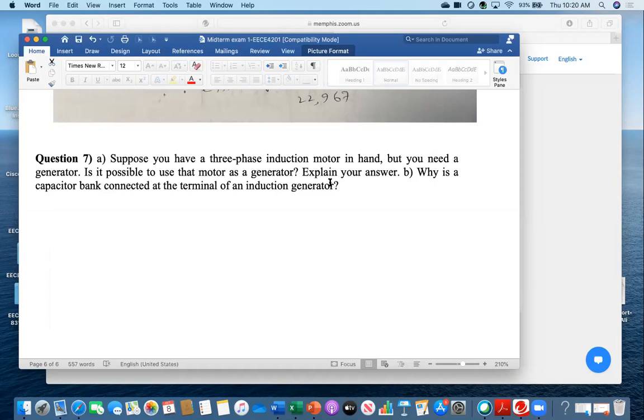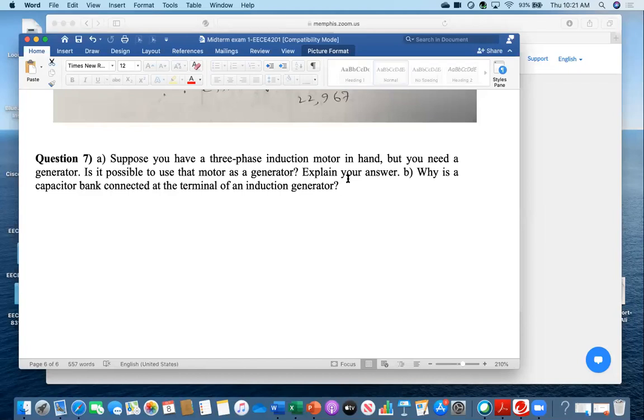And then to explain your answer, say that to run as a generator, the slip should be negative, and that is possible by increasing the speed of the rotor. The speed of the rotor should go beyond the synchronous speed. This means you might need to connect an external auxiliary prime mover, some other motor, like some wind generator or something that will make your rotor speed higher than the synchronous speed, and ultimately will cause the slip to be negative.